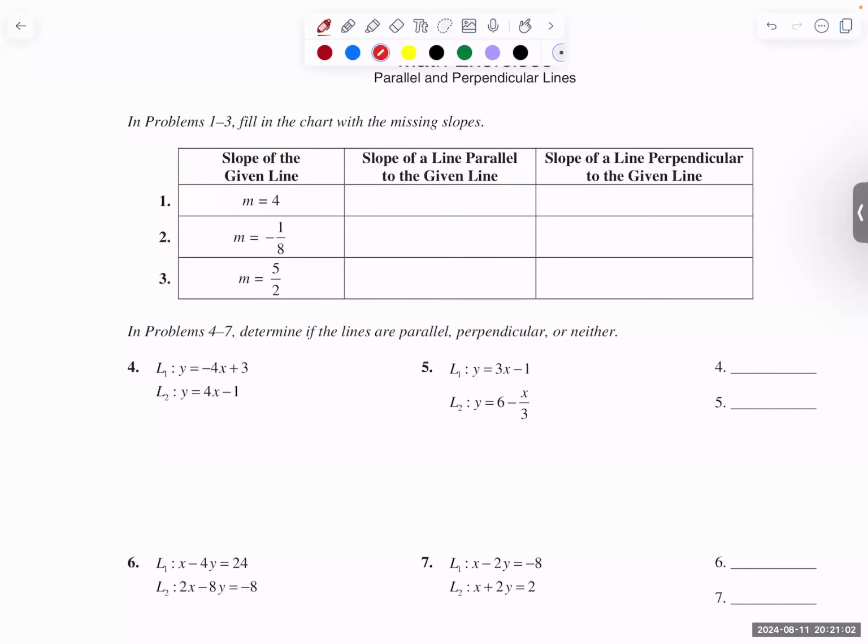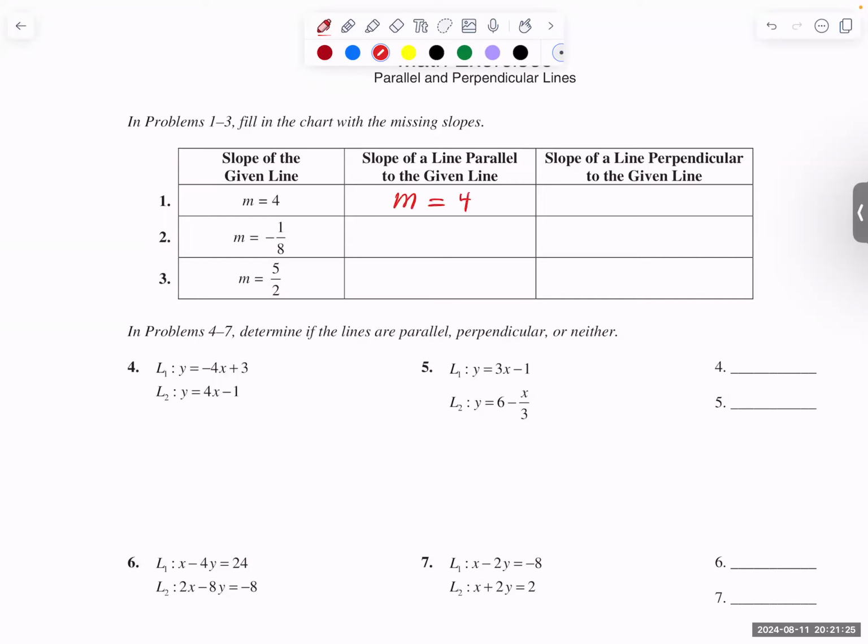Parallel and perpendicular lines. Fill in the chart with the missing slopes. Number one, given a line whose slope is positive 4, column 2, the slope of a line parallel will have a slope that's equal. So the slope will also be 4.